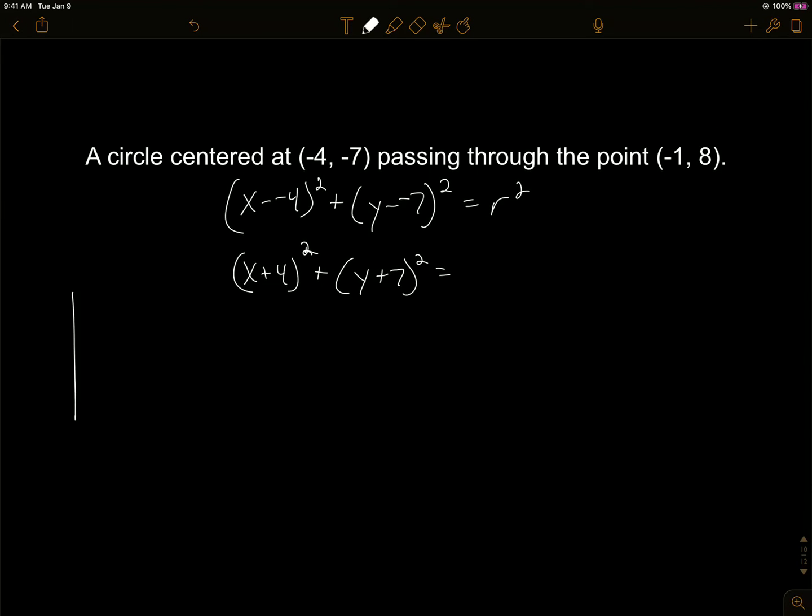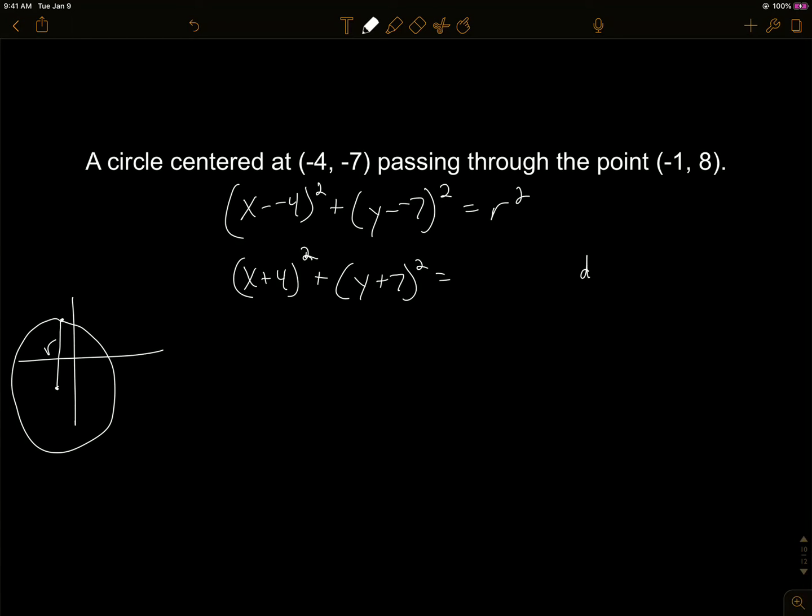So now let me do a quick sketch of this graph. If I go left 4 and down 7, maybe I'm here. That's my center. And then there's a point, negative 1, but up 8, that's on that circle. So there's my center, there's my circle. The radius will be the distance between these 2 points.